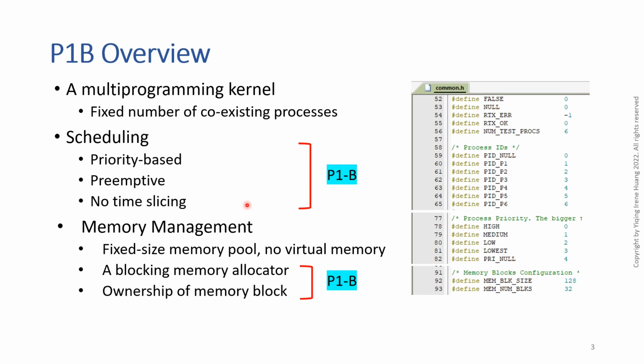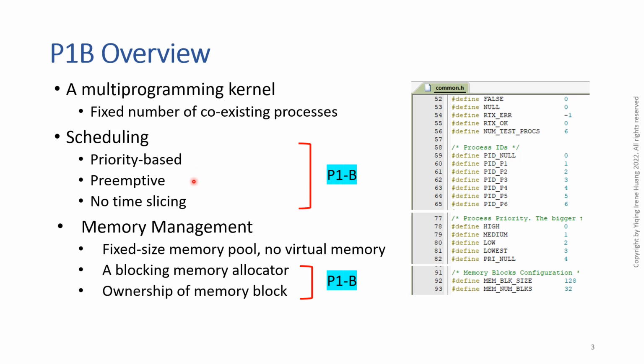So we're going to do what we call a priority-based preemptive no-time-slicing scheduler. What does that mean? It basically means each process has a priority. And if I have multiple processes that are all ready to run, then whoever has the higher priority will start to run first. And if they're all at the same priority, then within the same level of priority, it is first come, first serve.